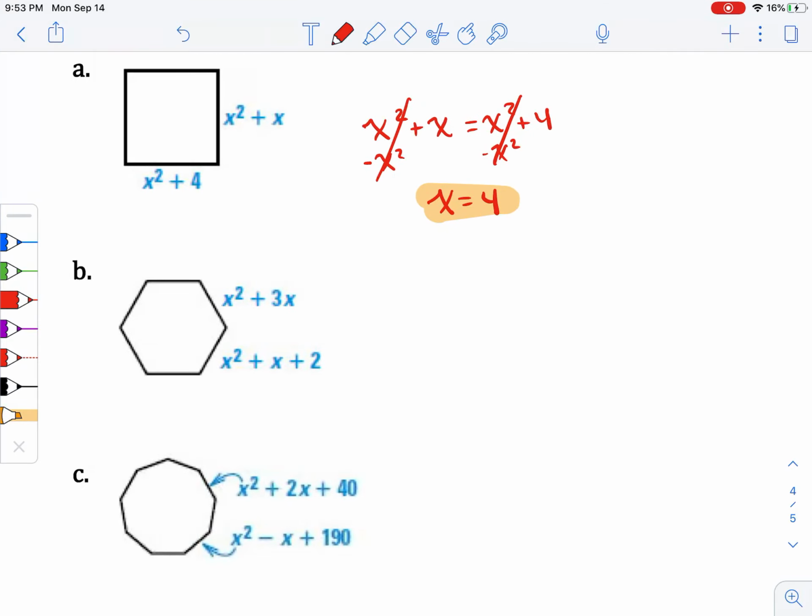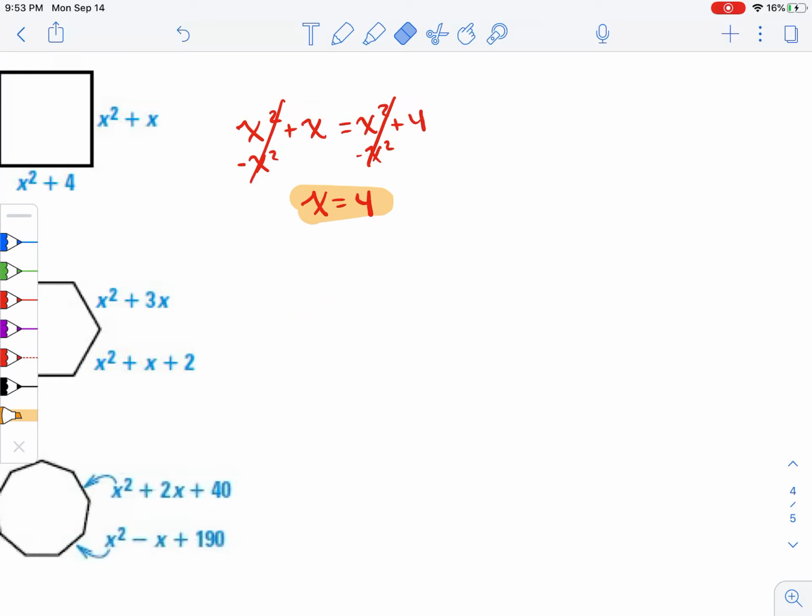Part B, I have a hexagon here. And it says that one side is equal to x squared plus x plus 2, and the other side is equal to x squared plus 3x. So I want all my numbers on one side, all my x's on the other side. I'm going to subtract x squared from both sides, so it's gone. Then I'm going to subtract 3x from both, actually, let's do this a little easier. Let's subtract 2 from both sides.